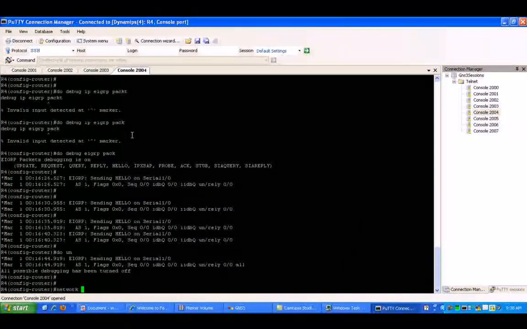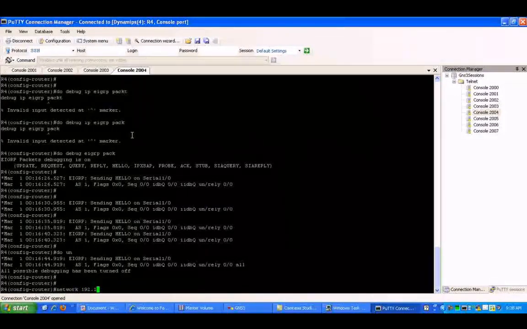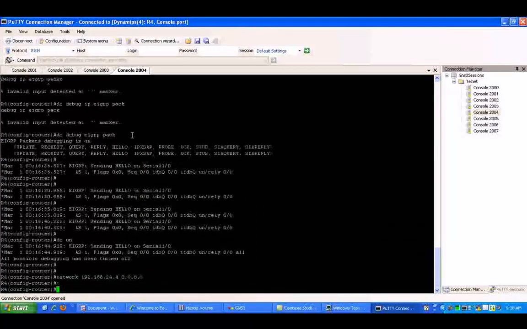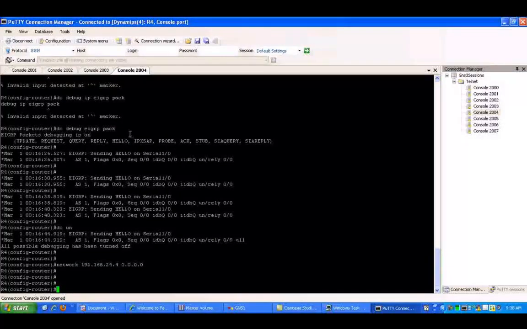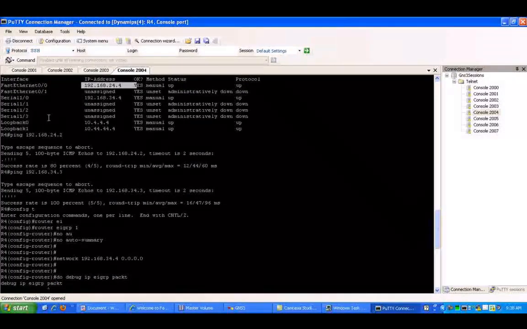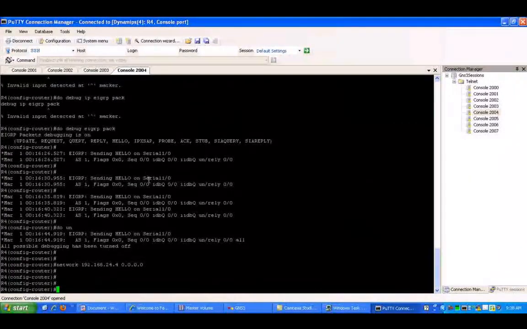So we'll go ahead and turn off debugging, and we'll do our other networks, which is 192.168.24.4. Again, we'll do an exact host match, so the only interface with that IP address is where the EIGRP hello packets will be sent out. 24 is going out fast Ethernet 0/0.